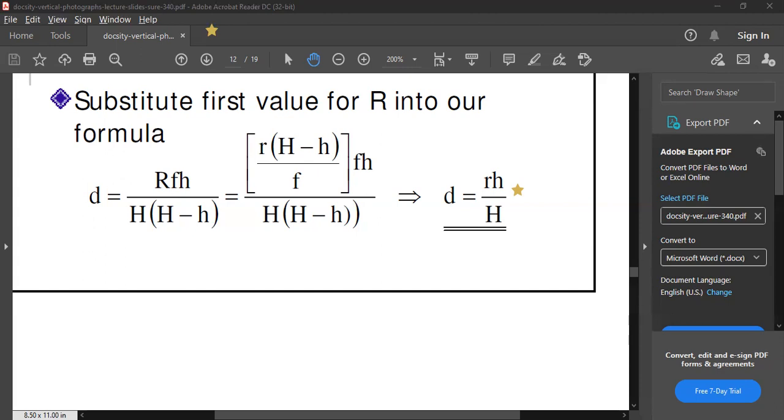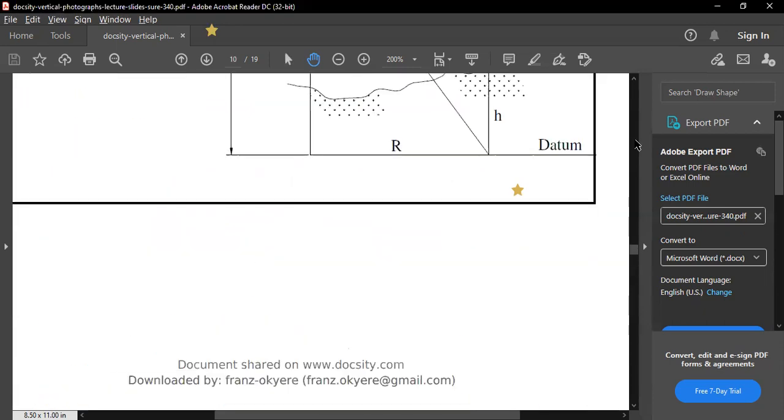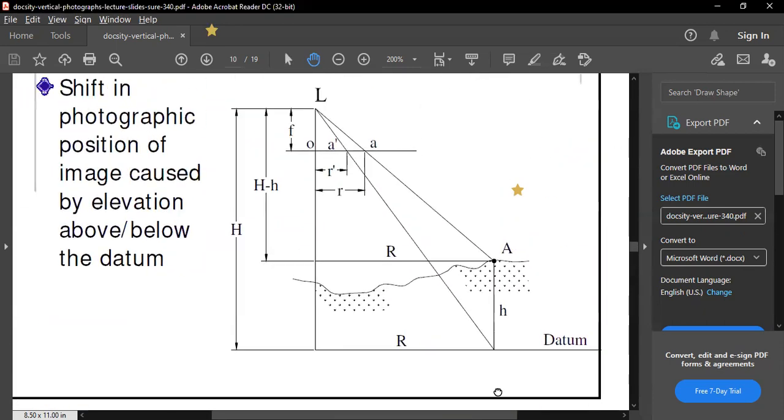Please, can we see the diagram? I want us to go back to the sketch again. Okay, let's go back to the sketch. This is the sketch. But the question again is, how do you measure small letter r on the photograph? How would you do that?